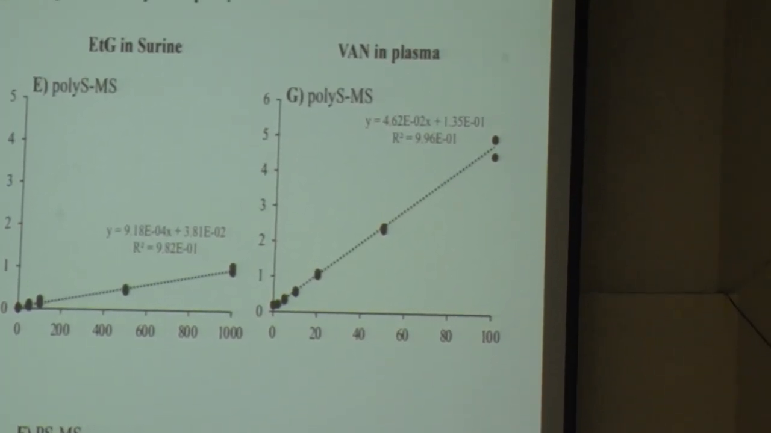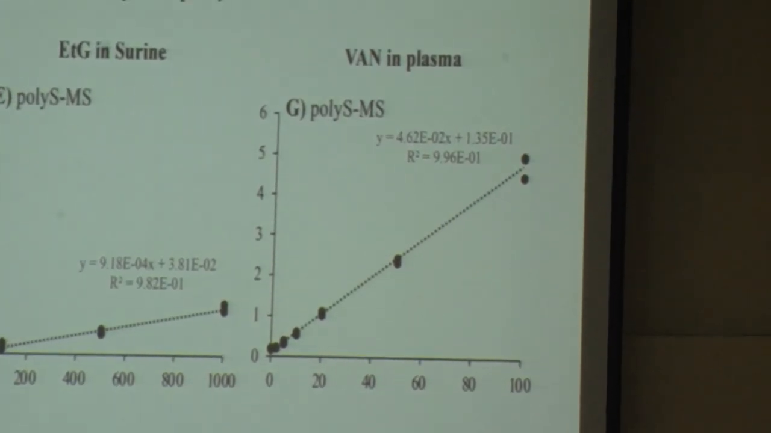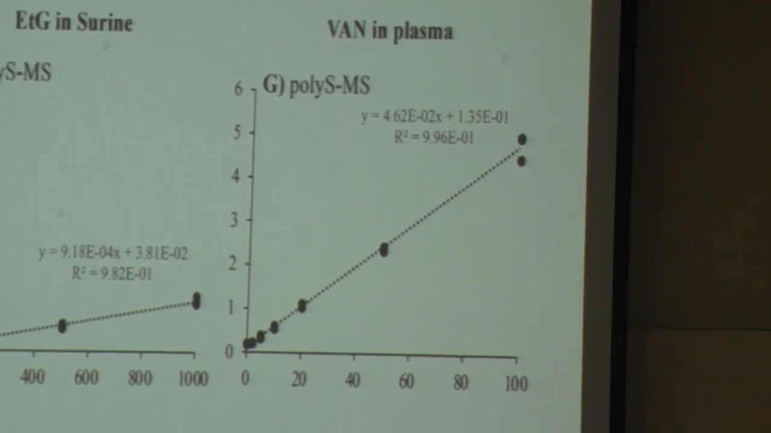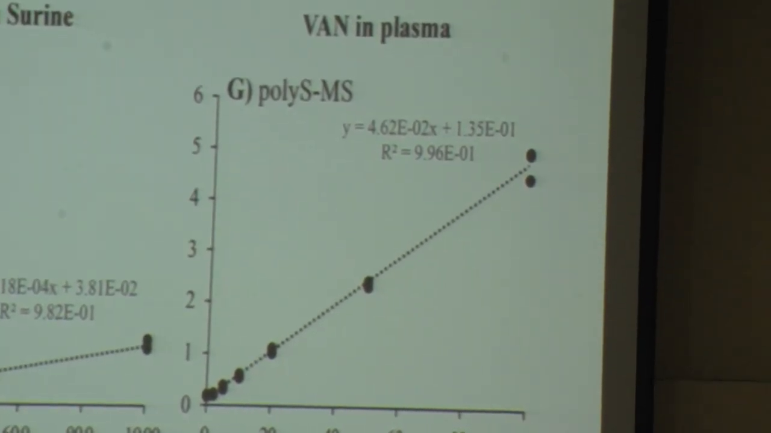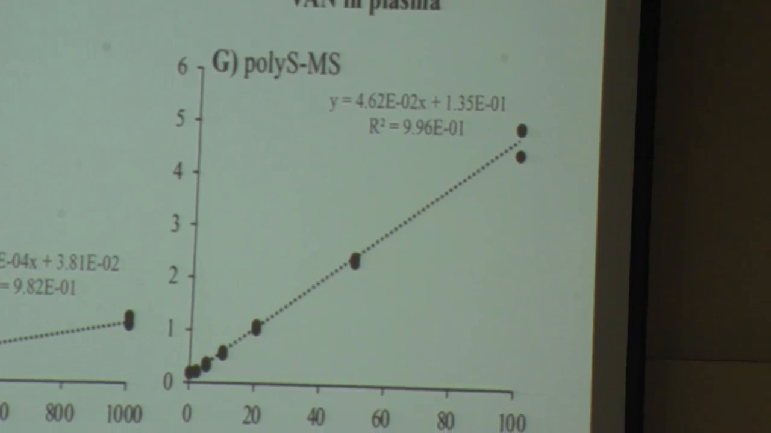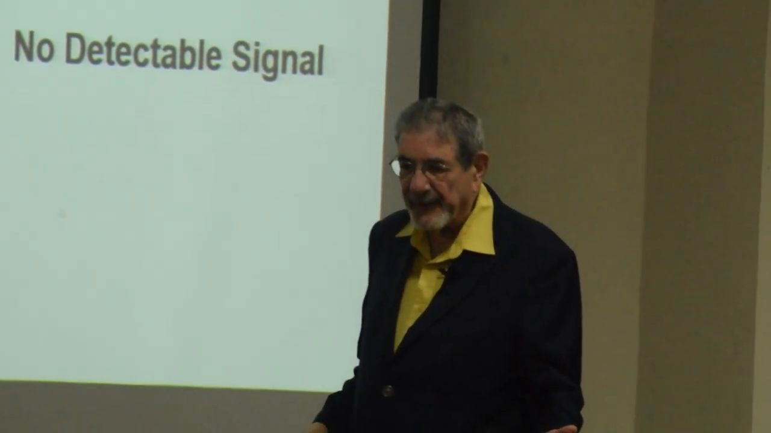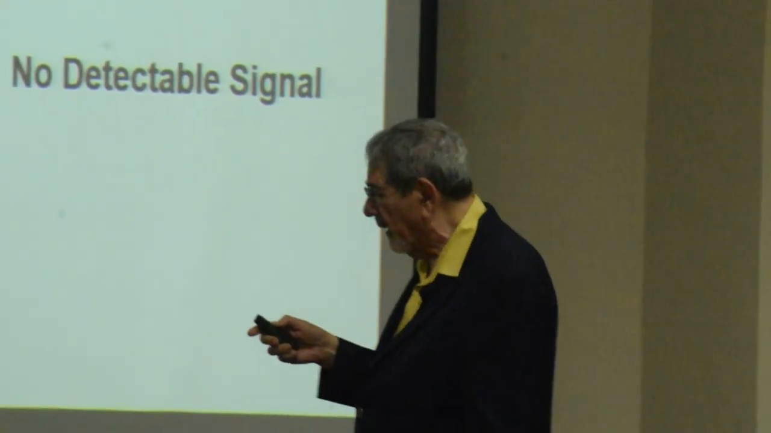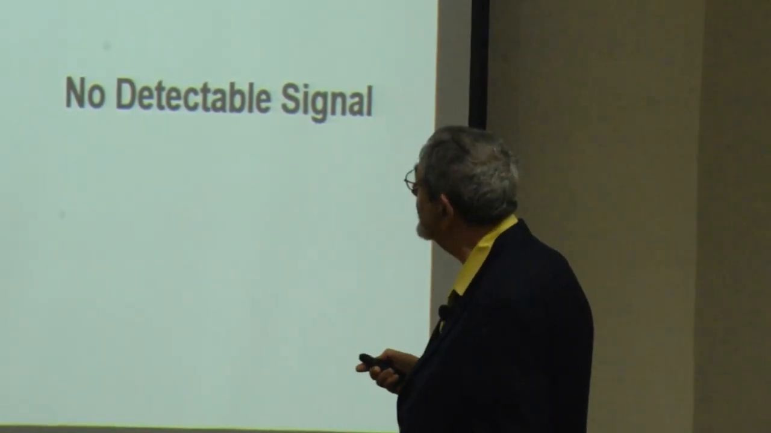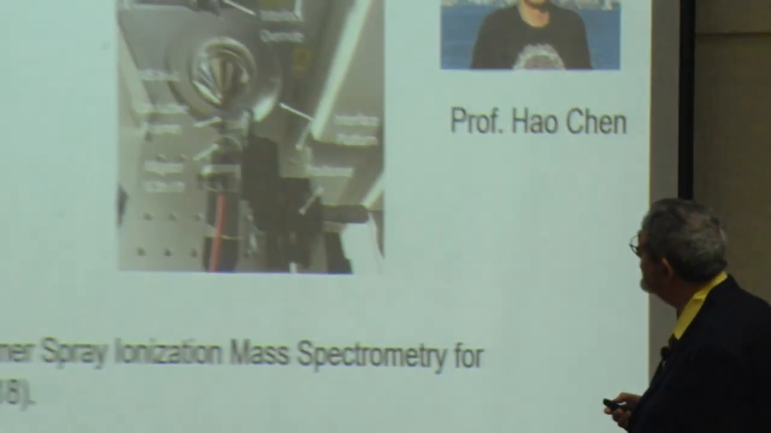Vancomycin in plasma. Plasma is blood plasma. They separated out the red stuff, right? And wow. And what happens when you put it on paper? You see no signal. It just all gets absorbed. Okay, it's a failure. So we're really seeing an advantage of polymers, a polymer surface this way. And we're going to use this.